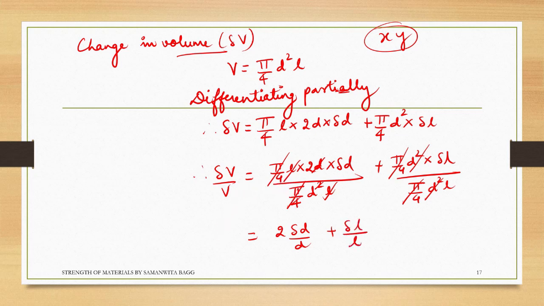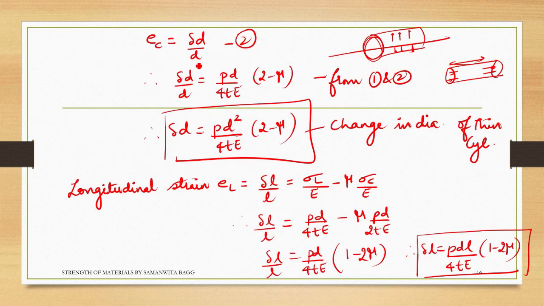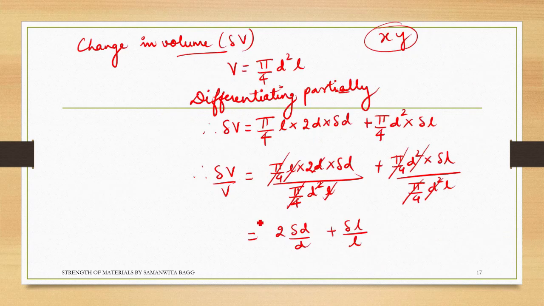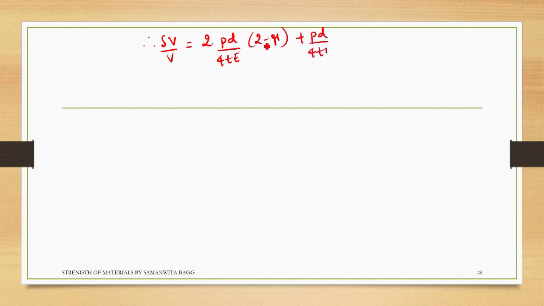Now we know the formula of delta D by D over here. Delta D by D is PD upon 4TE, 2 minus mu. And when I say delta L by L, it is PD upon 4TE, 1 minus 2 mu. So let's substitute. Therefore, delta V by V is equal to 2 times PD upon 4TE 2 minus mu plus PD upon 4TE 1 minus 2 mu.